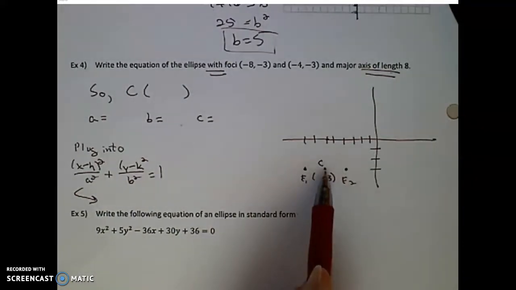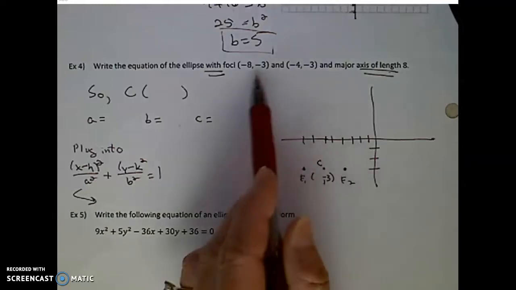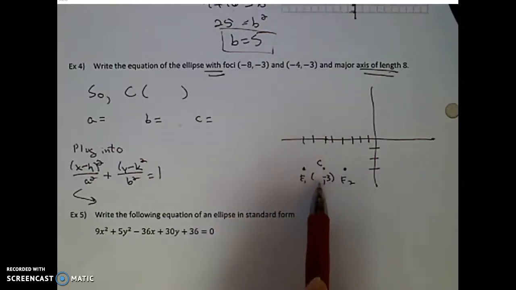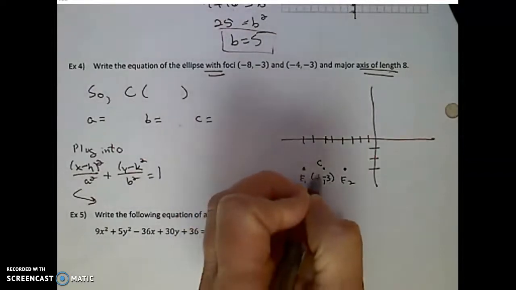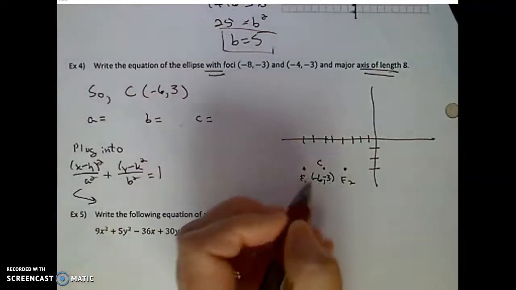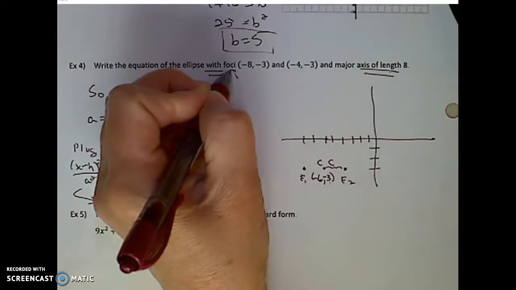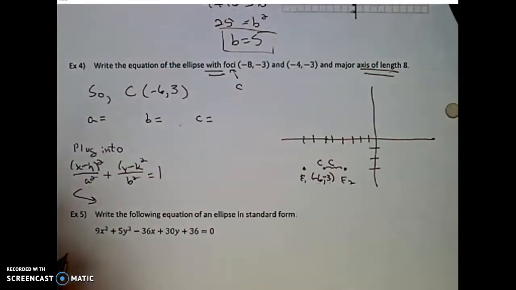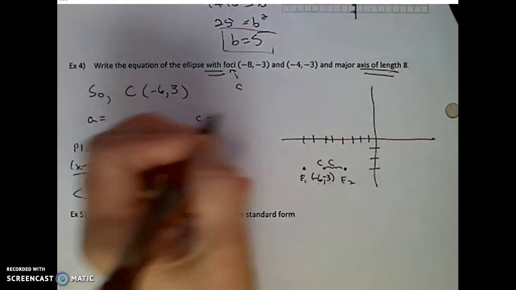The center will be right in between the two foci. So the y coordinate does not change, it's negative 3. The x coordinate is right between negative 8 and negative 4, which will be negative 6. Gives me a center of negative 6, negative 3. Distance from center to focus is C. I always remember that because there's a C in the word focus. So that must be 2 units. So C is 2.